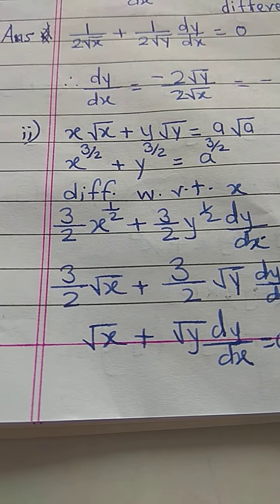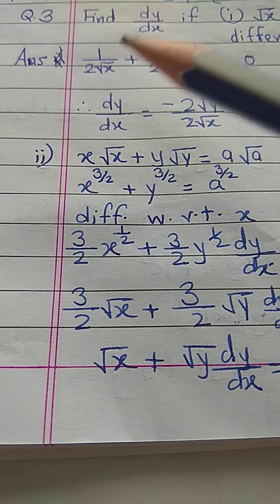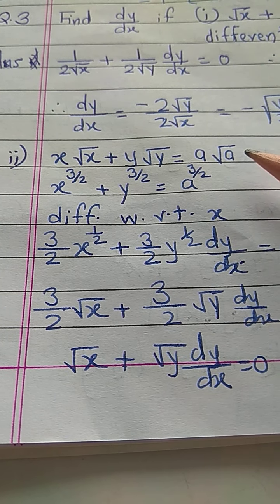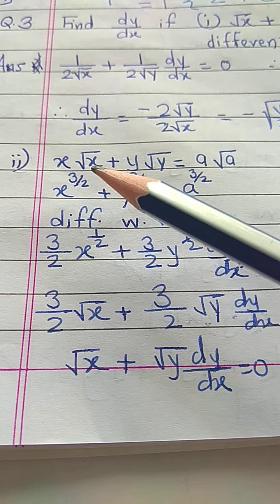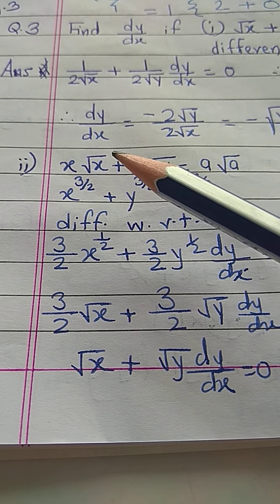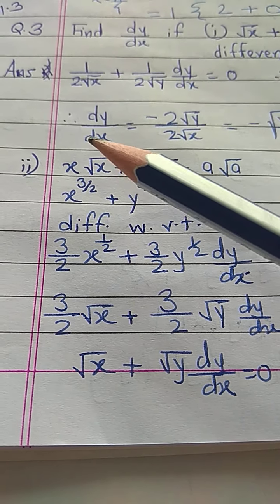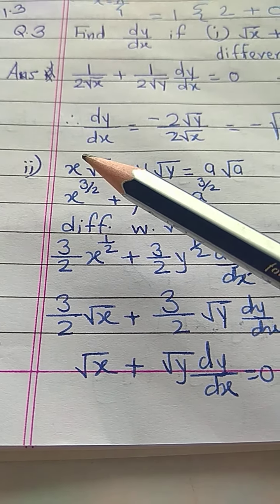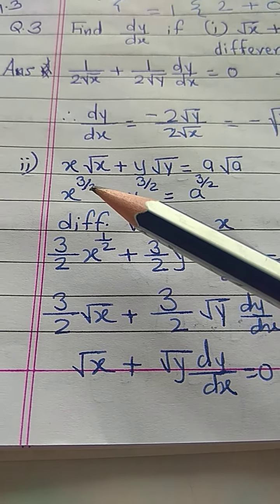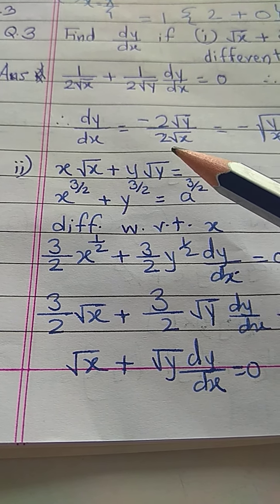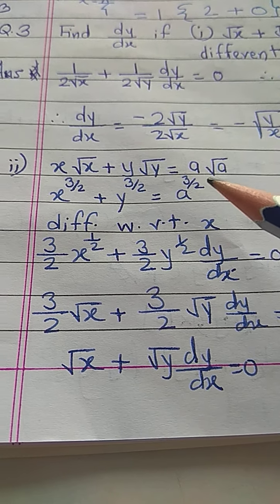(2) x root x plus y root y equals a root a. Root x means x raised to half. This is x raised to half into x raised to 1; in multiplication, we add the indices. 1 plus half will give you 3 by 2. Similarly, 1 plus half will give you 3 by 2.